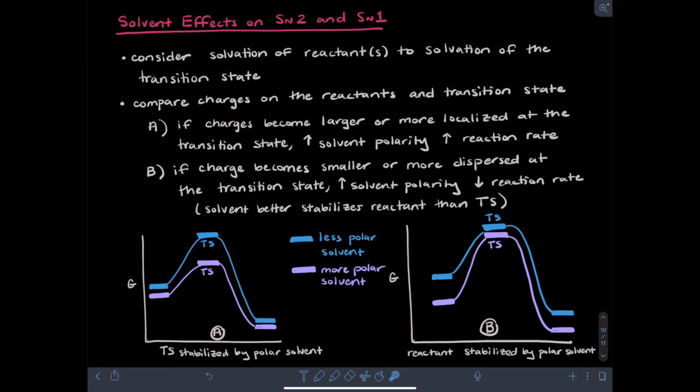Okay, so this video gave an overview of SN2 and SN1 reactions. I also briefly talked about elimination reactions by the E1 mechanism. I showed curved arrow mechanisms, rate laws, and I also talked about stereochemical outcomes as well as solvent effects. That's it for this video.